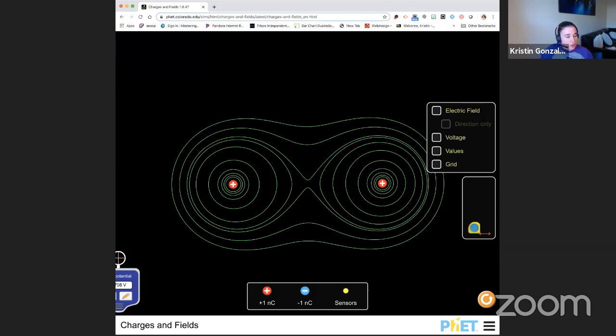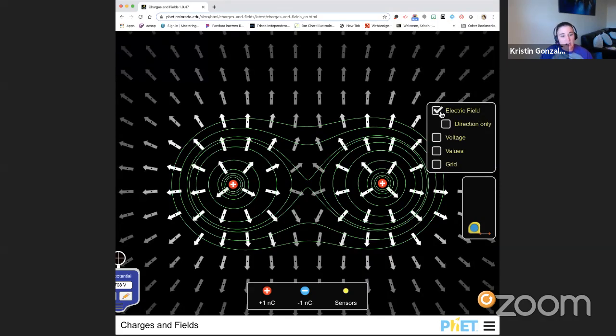We're also going to look at how the electric field looks with regard to these potential lines. So if I add in our electric field, I want you to take a minute. What do you notice? What do you notice about these electric field lines?